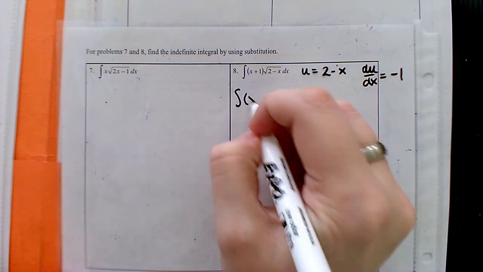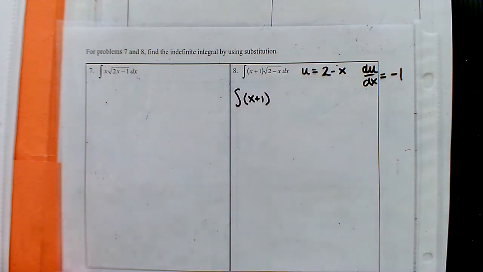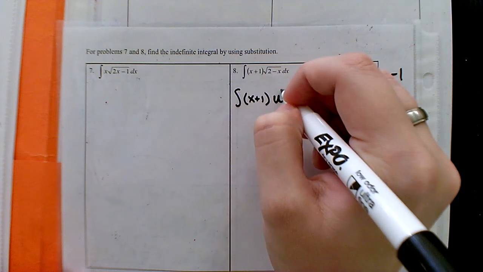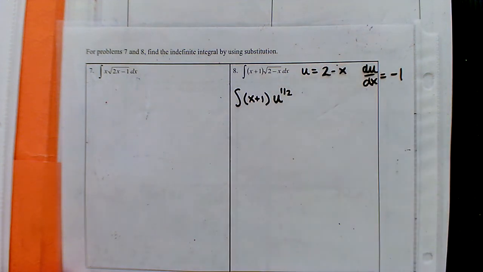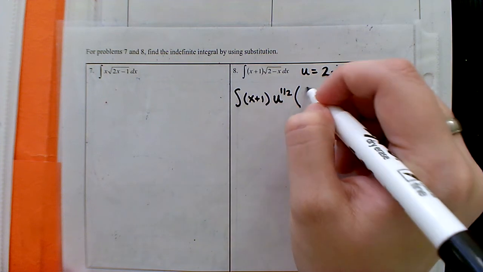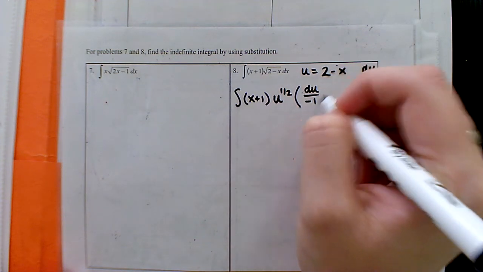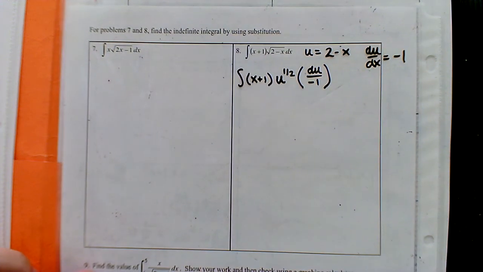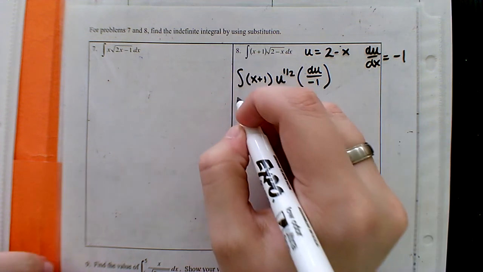Let's go ahead and rewrite it. So the x plus 1 out front stays. The square root, though, will change to u to the 1/2. And instead of dx, looks like we'll have du over -1. Did the x's cancel? Nope, it's not the end of the world, though. What are we going to do?